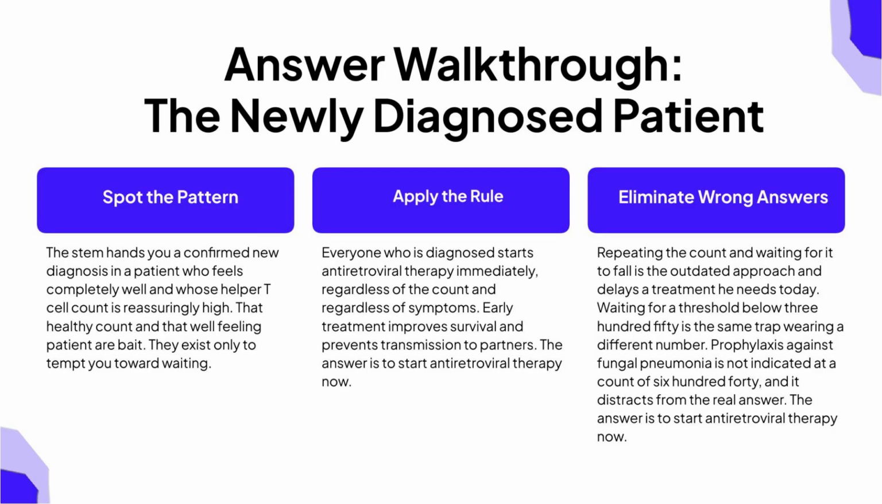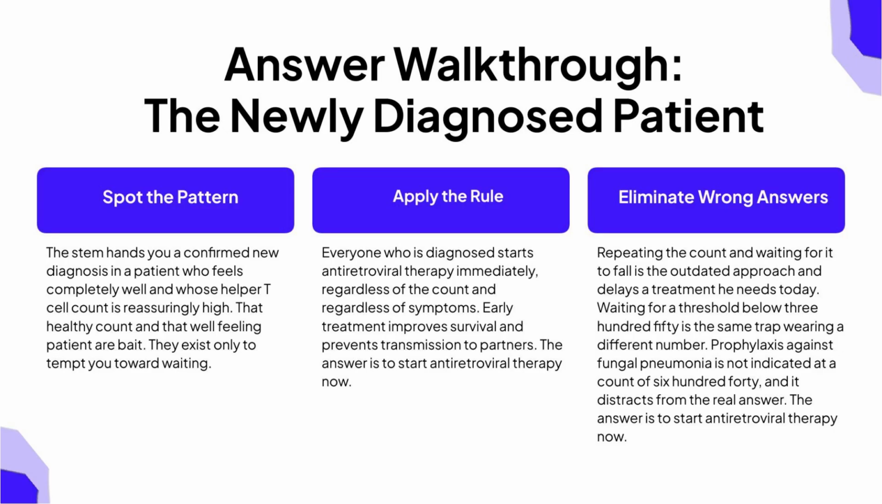Second, apply the rule. Everyone diagnosed starts therapy immediately, regardless of count and regardless of symptoms. Early treatment improves survival and prevents transmission to his partners. Third, eliminate. Repeating the count in 3 months is the outdated approach and delays treatment he needs today. Waiting for the count to drop below 350 is the same trap wearing a different number. Prophylaxis against fungal pneumonia is not indicated at a count of 640.